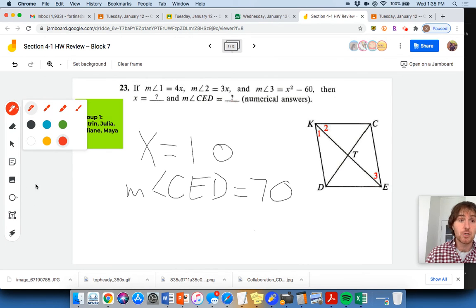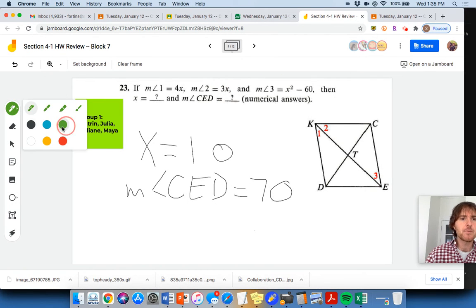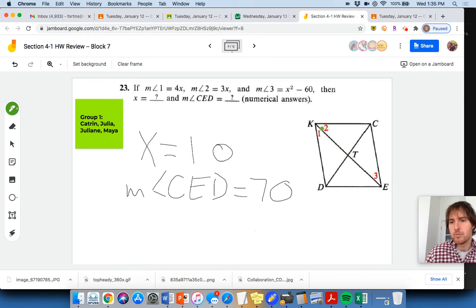In case you want to know how to do it, you're given that this is a parallelogram, okay? Angle 1, angle 2, angle 3. You don't need to know angle 2 because check it out. If this is a parallelogram, right? Angle 1 and angle 2, we don't know if they're congruent to one another or not, right?